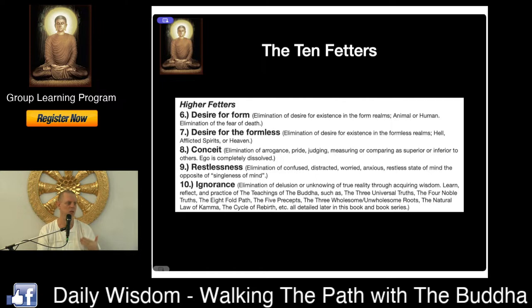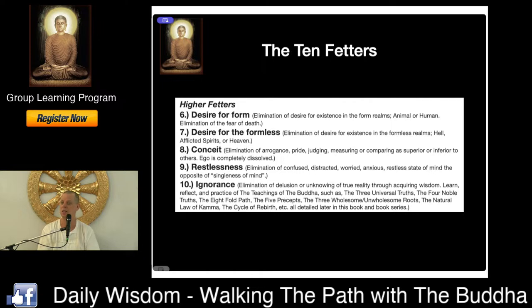What this means is the unknowing of true reality, the misperception, the misunderstanding, the delusion, the confusion that the mind has, that the mind doesn't understand what it doesn't understand. The mind doesn't understand all these 10 fetters. The mind doesn't understand the three universal truths or the four noble truths or the eightfold path or the five precepts. It doesn't understand meditation training. It doesn't understand in the unenlightened state that you are causing your own discontent feelings. We just don't understand. We walk around the world thinking that other people are causing us to be angry. That's what we think because of our ignorance, because of our unknowing of true reality.